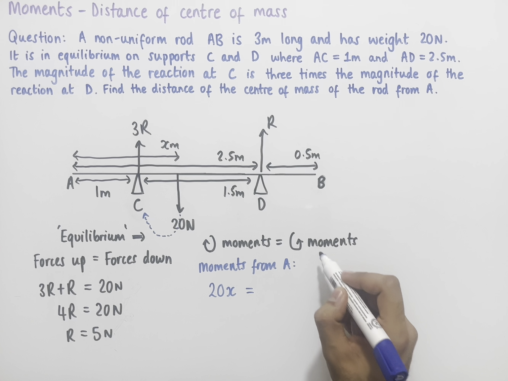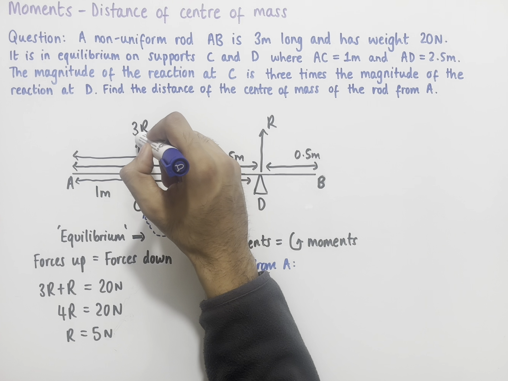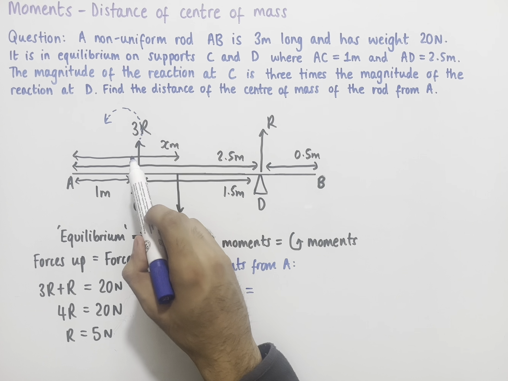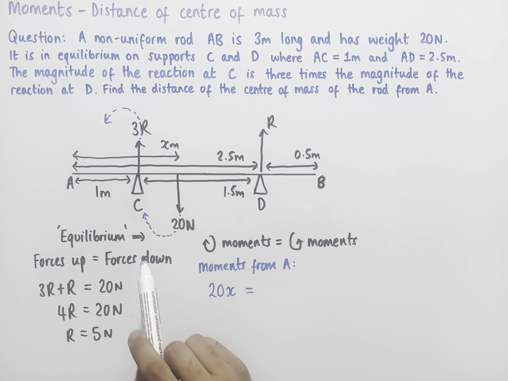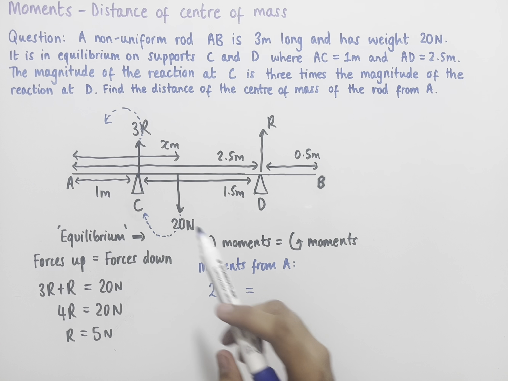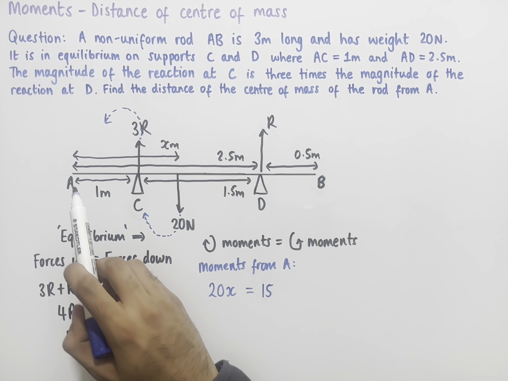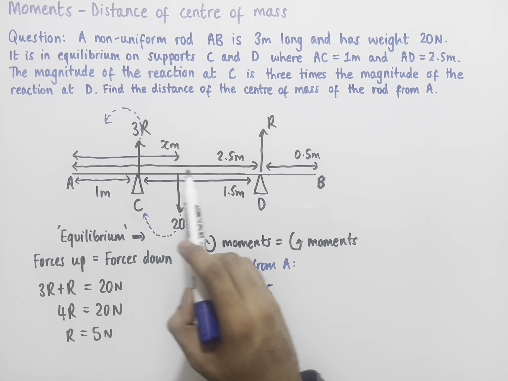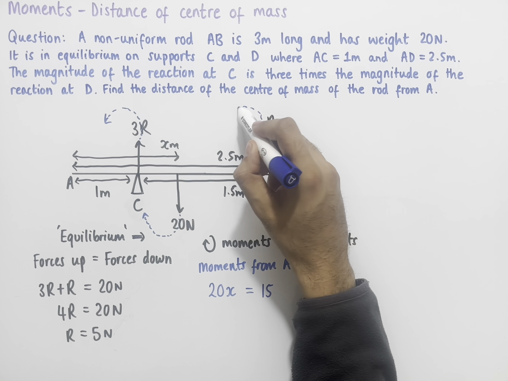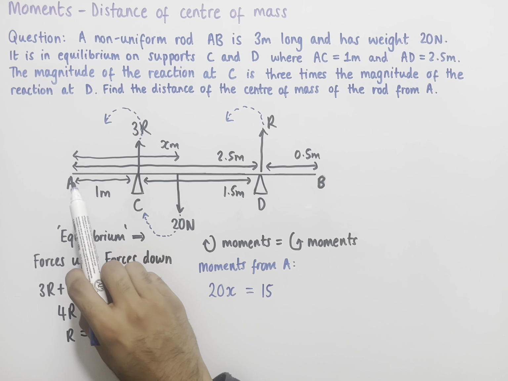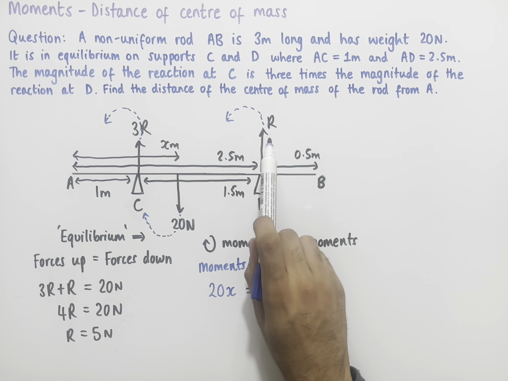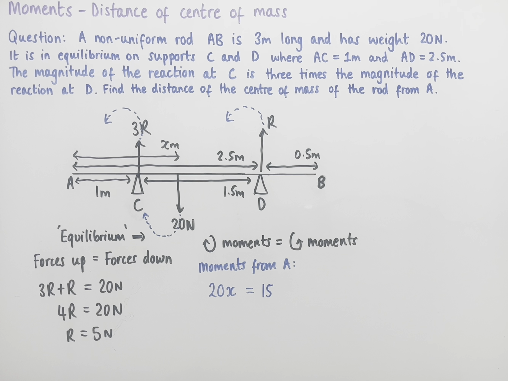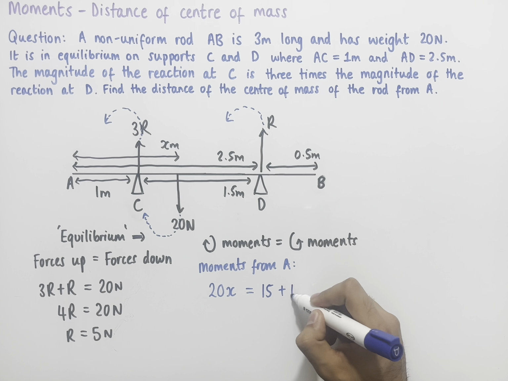And then we have the anti-clockwise moments from A, where the first one is this moment here. And so that moment is going to be the perpendicular distance 1 meter times the force, which is 3R. And we know that R is equal to 5. 5 times 3 is 15, and 15 times 1 is equal to 15. We also have another anti-clockwise moment from A at this support here, D. And so taking this moment, we have the perpendicular distance from A, which is 2.5 meters, times the force, which is R. And so 2.5 times 5 gives us 12.5, which we're going to add on.